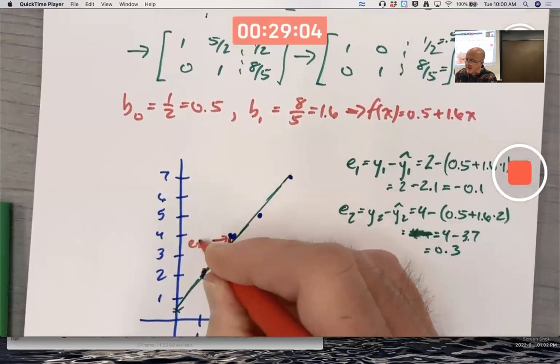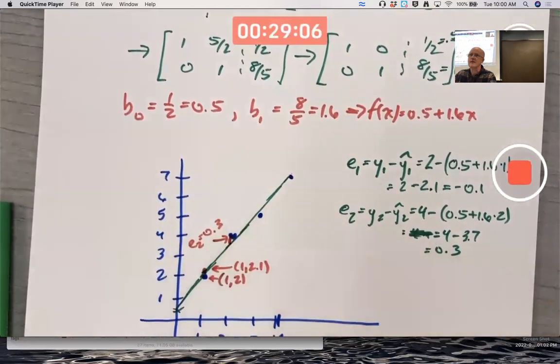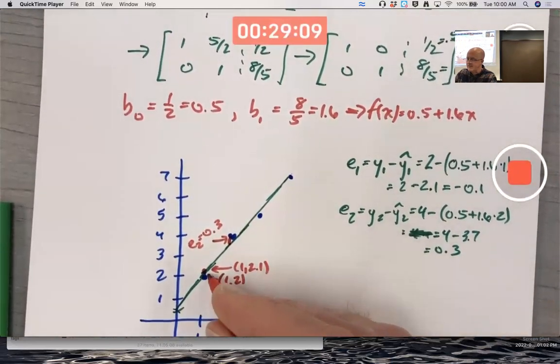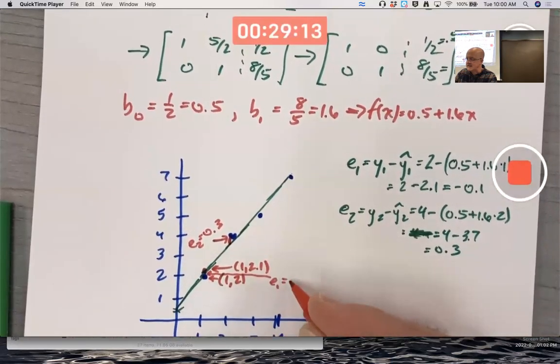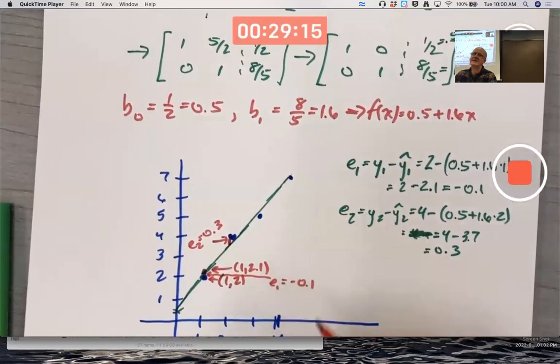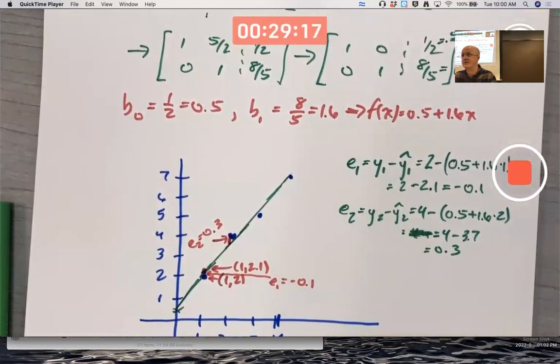E2 represents that positive distance there. E1, since it's negative, doesn't technically represent a distance, unless you think of distances as having a sign, positive or negative, depending on whether they're above the regression line or below the regression line. And that's probably an okay way to think of it. So E1 is a negative residual.